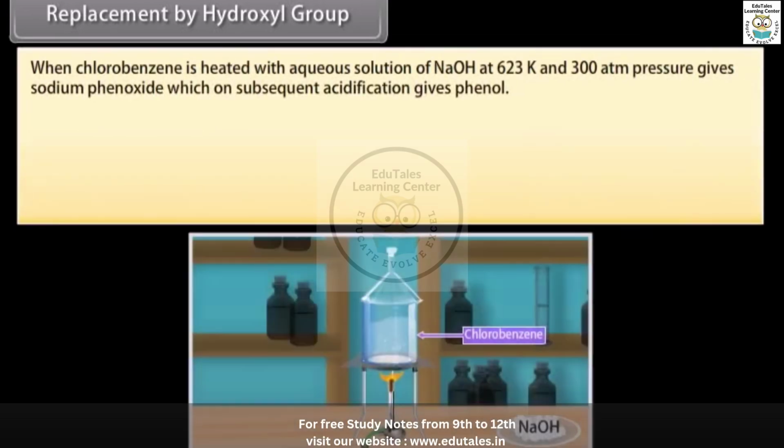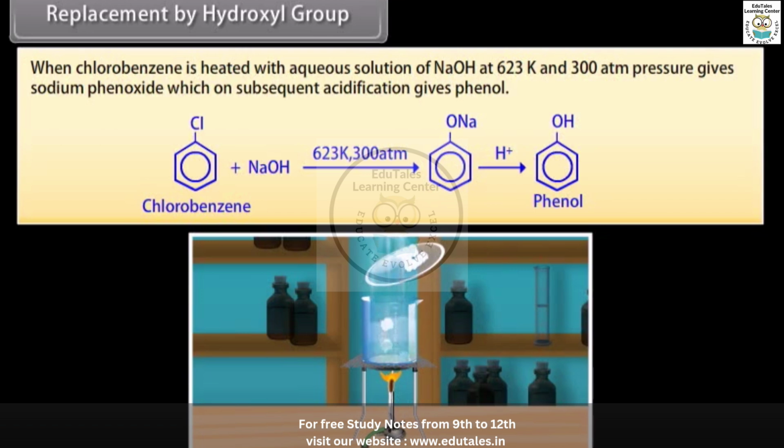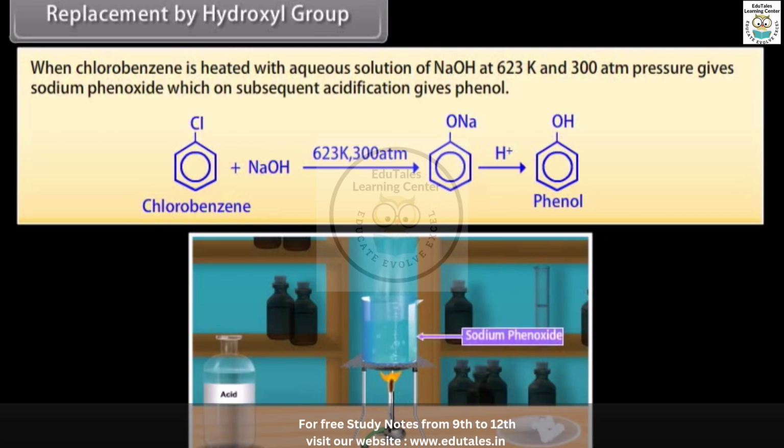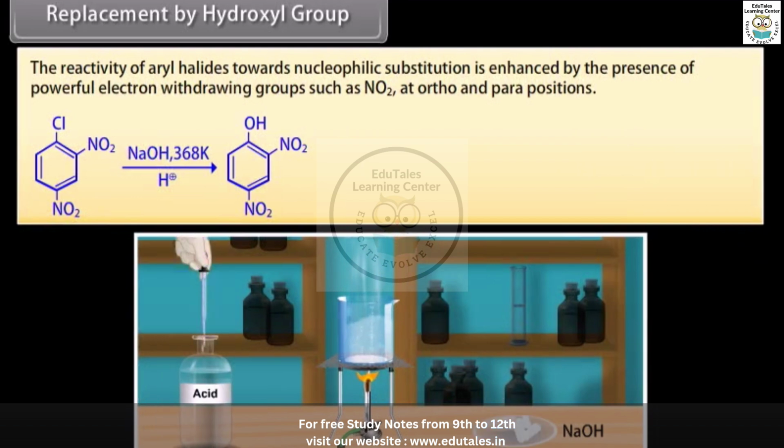Replacement by hydroxyl group. When chlorobenzene is heated with aqueous solution of NaOH at 623 Kelvin and 300 atmospheric pressure, it gives sodium phenoxide, which on subsequent acidification gives phenol. The reactivity of aryl halides towards nucleophilic substitution is enhanced by the presence of powerful electron-withdrawing groups such as NO2 at ortho and para positions.